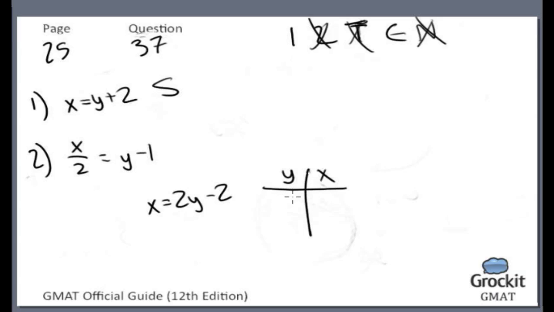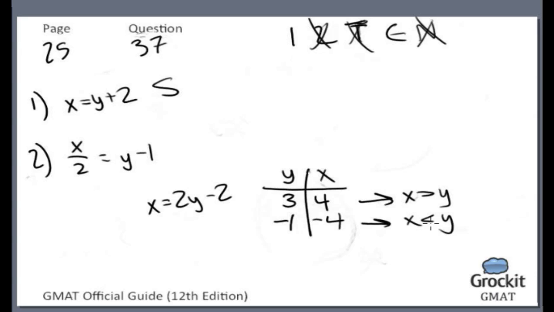So if y is 3, 2y minus 2 is 6 minus 2, which is 4. In this case, with y equals 3, x is greater than y. If we pick a different number, though, let's say negative 1, 2 times negative 1 is negative 2, minus another 2 ends up being minus 4. In this case, y is greater than x. So depending on the value of y, x is greater than y or x is less than y.